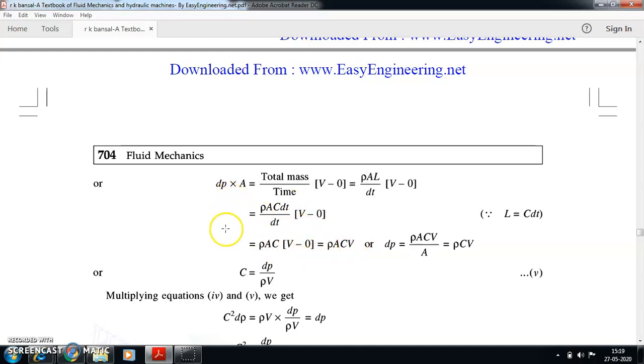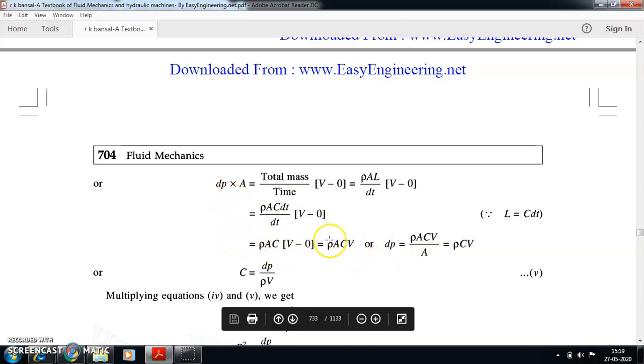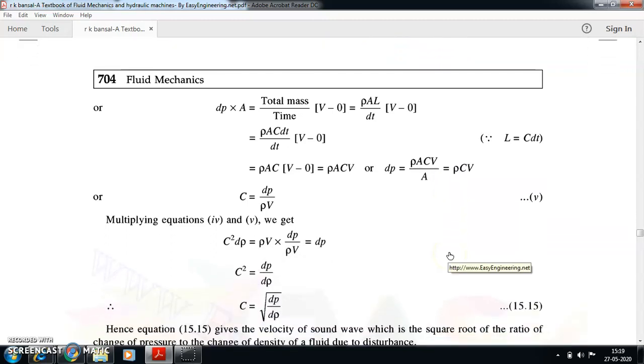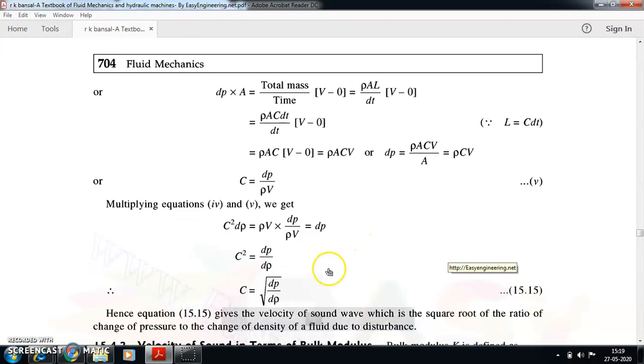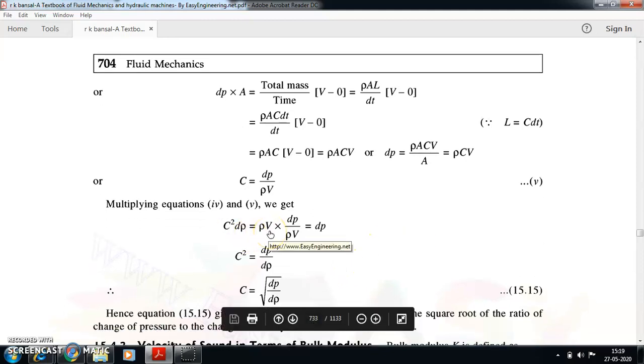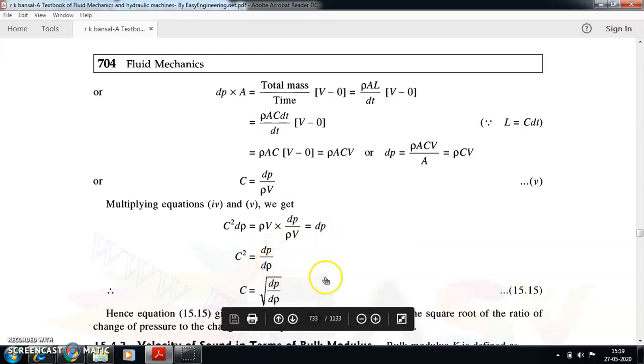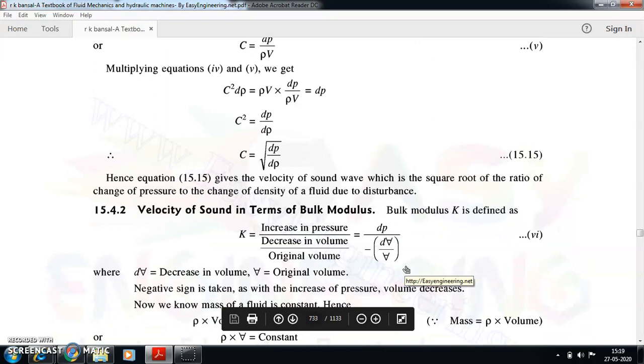Okay, and then the left hand side is dP into A. So take A down and cancel that A. So dP will be rho C V, and C will be dP divided by rho V. So use equations 4 and 5. You multiply, and you are going to get C square d rho is equal to rho into V into dP by rho V. V gets cancelled, rho gets cancelled. So dP remains. So C square will be dP by d rho. So C, the velocity of sound, will be the square root of dP divided by d rho.